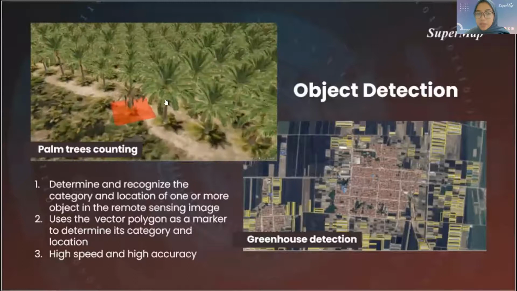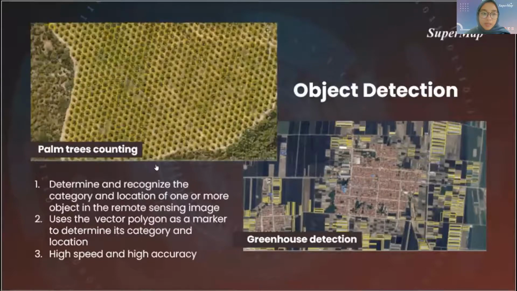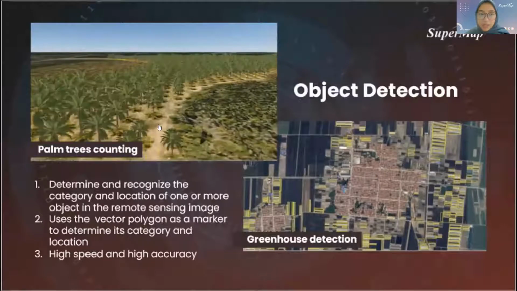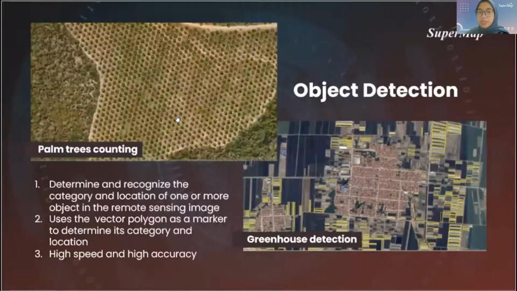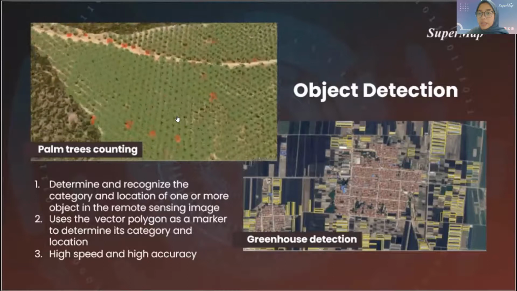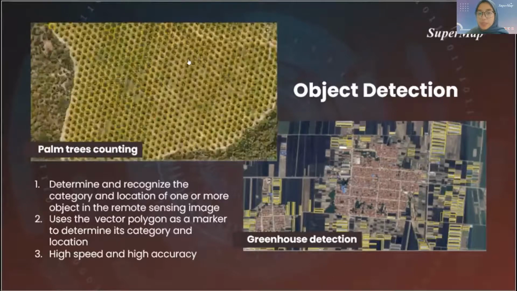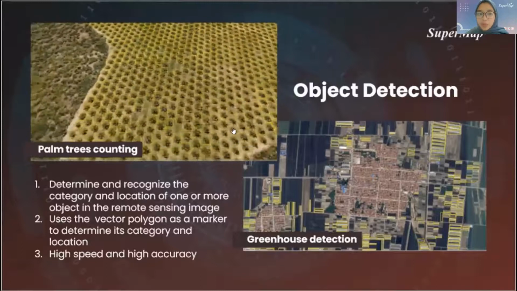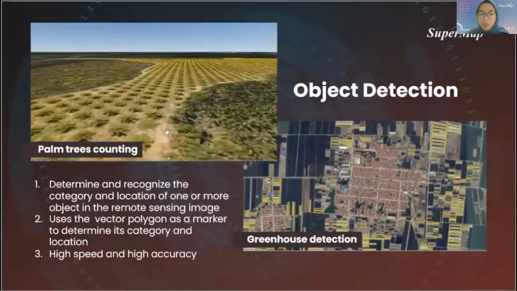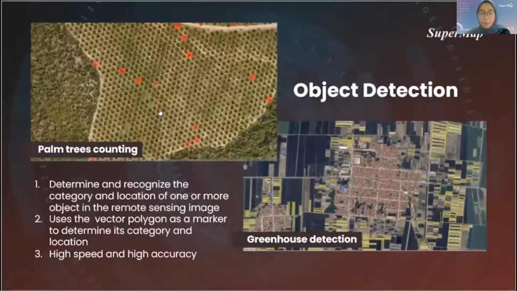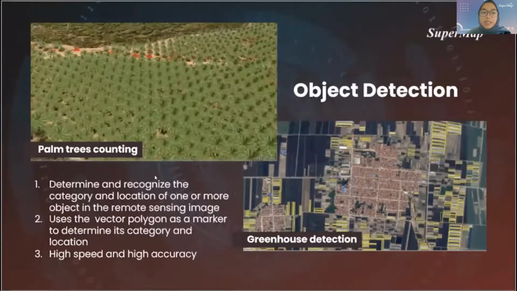And on the left side, we have the palm trees counting. As you can see here, based on the 2D imagery data, we do the object detection. Then after we obtain the result in the form of points of the distribution of the palm trees, we visualize them using 3D symbols, so we are able to obtain this visualization.